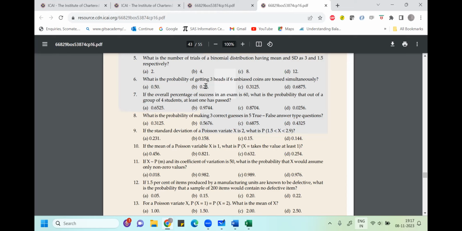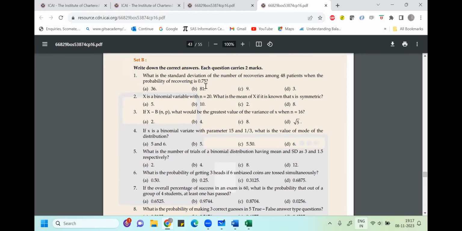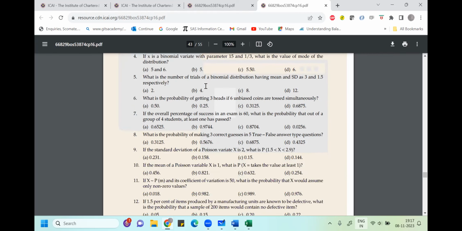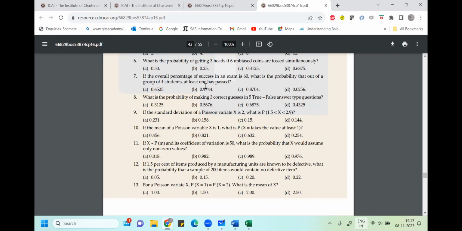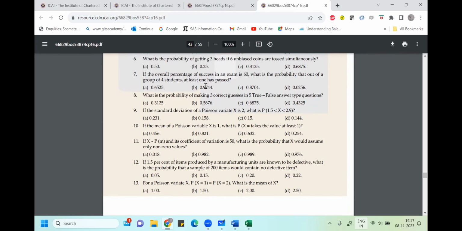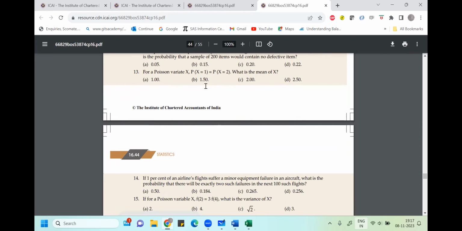So we have done 8 questions so far. All are of binomial distribution. I'm very sorry, the others are of Poisson and so on. We'll discuss them later on.